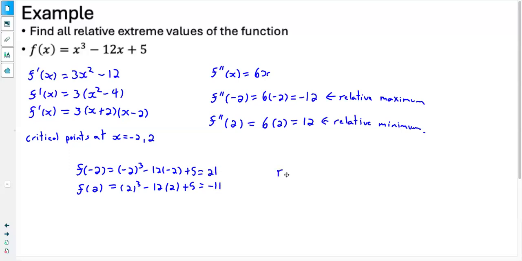So we can say we have a relative maximum at negative 2, comma 21, and we have a relative minimum at 2, comma negative 11.